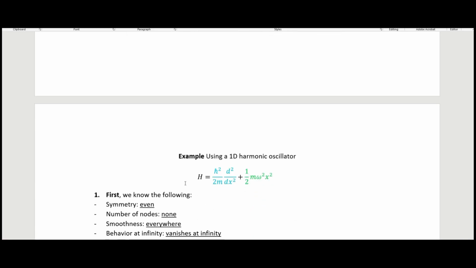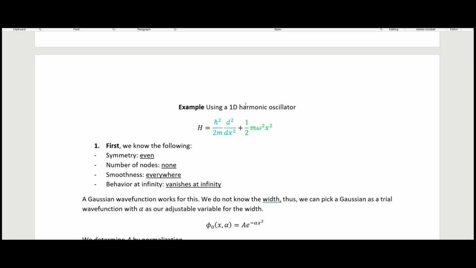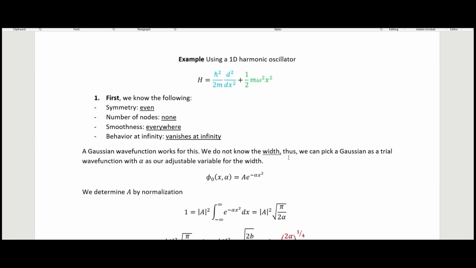All right, so we can look at this using a 1D harmonic oscillator. We can go through this four-part method here. So this is our 1D harmonic oscillator Hamiltonian. So first we know the following: that this is going to have an even symmetry, it'll have no nodes, it will be smooth everywhere, and it vanishes at infinity.